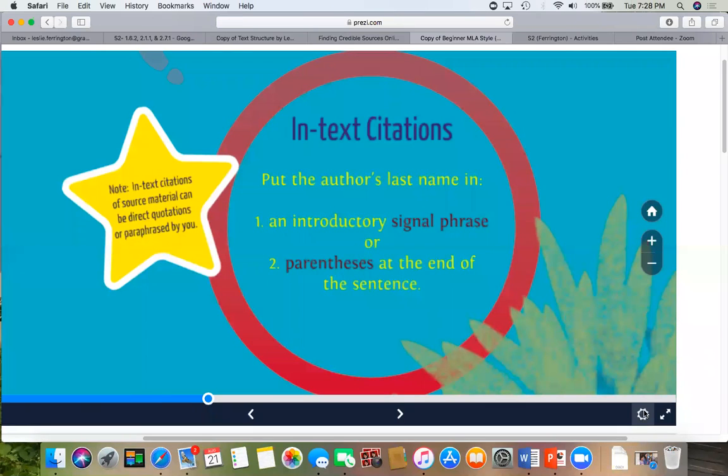So for in-text citations, you want to put the author's last name either in an introductory or signal phrase, or in parentheses at the end of the sentence. And this is for websites. If you're looking at a book, you're also going to need to put the page number. But I have almost 0 people that use books.